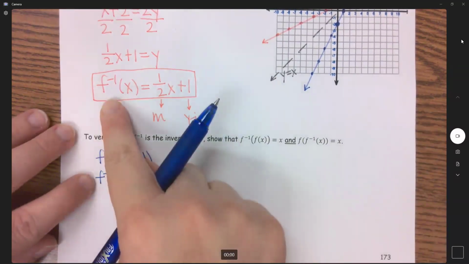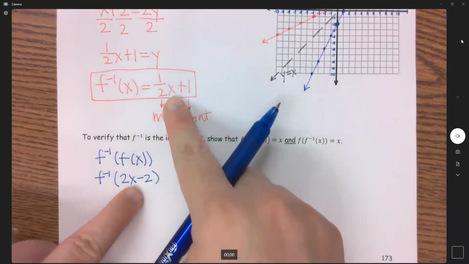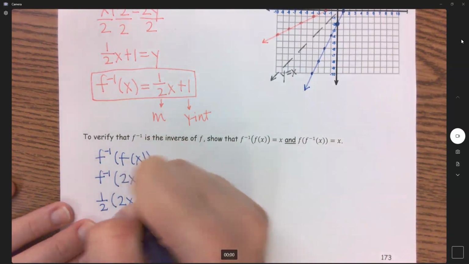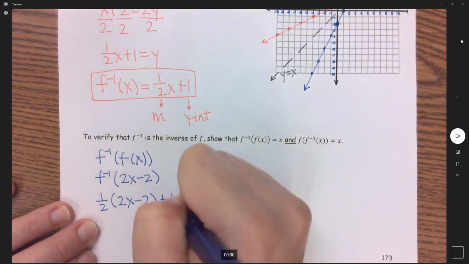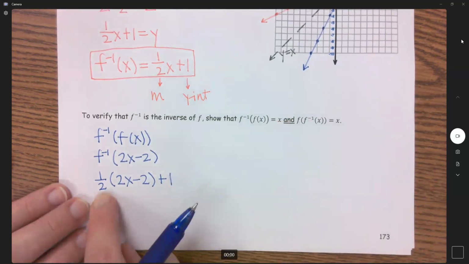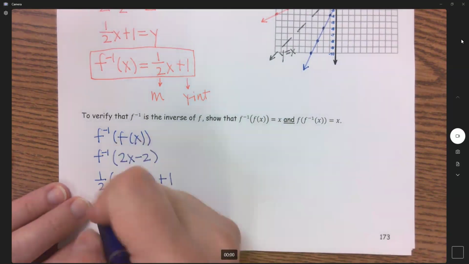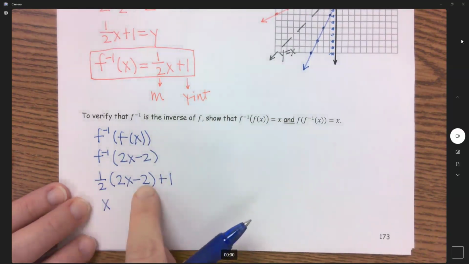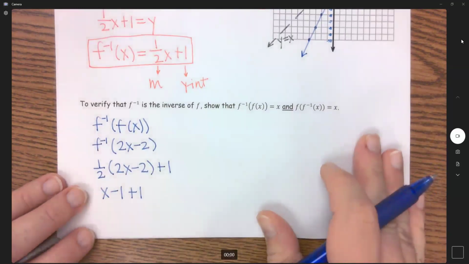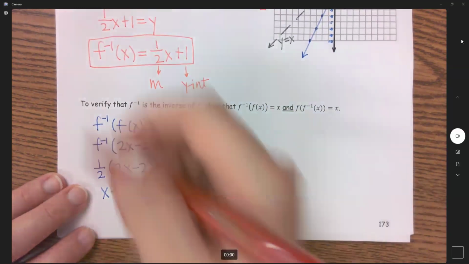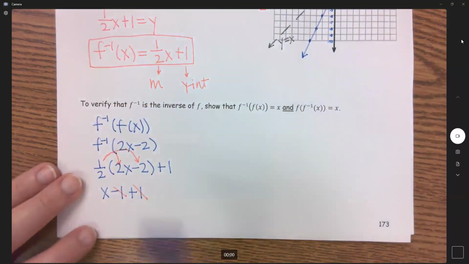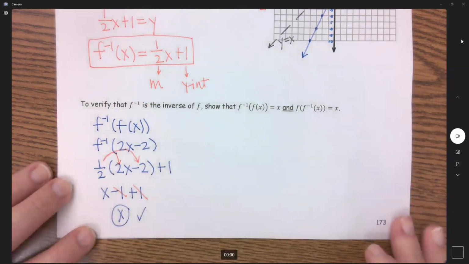And now I need to go to my inverse function and replace this x with what I have in parentheses. So this becomes 1/2 times 2x minus 2 plus 1. So work this out, and we need to get to an x. If I distribute, 1/2 times 2x is x. 1/2 times -2 is -1. Bring down your plus 1. And then these cancel, so we distributed, and these cancel, and I am left with x.